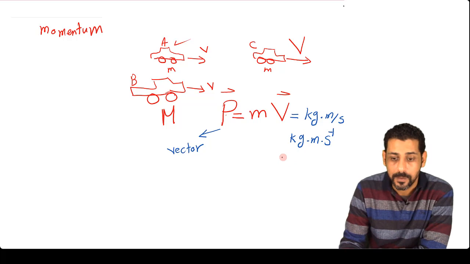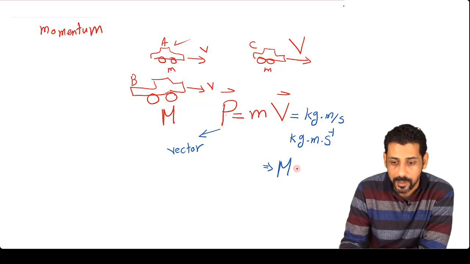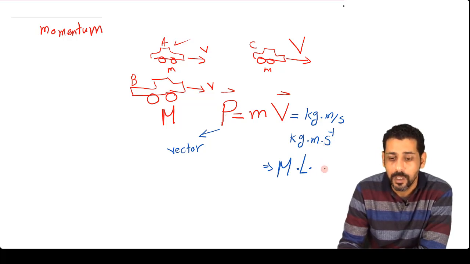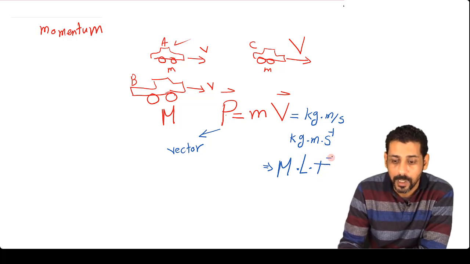Also about the dimensions: the dimensional equation for this. The kilogram represents the mass, which is capital M, and meter represents the length, which is L, times second to the power of -1. Second represents the time, which is T to the power of -1. This is the dimensional formula for momentum.